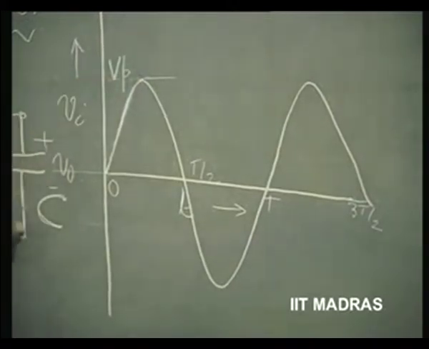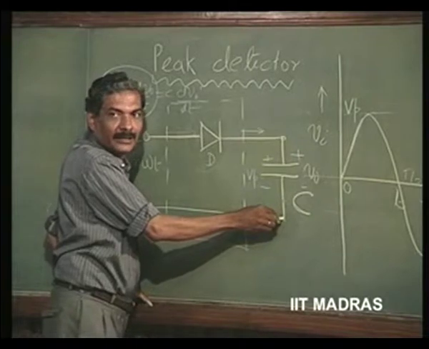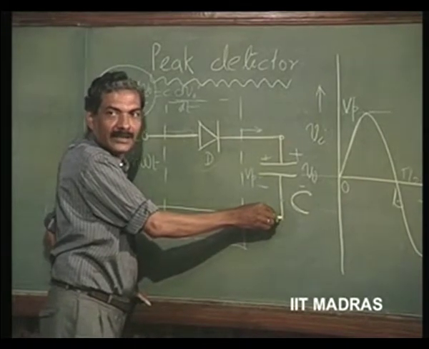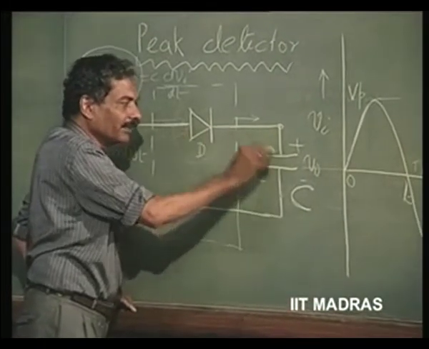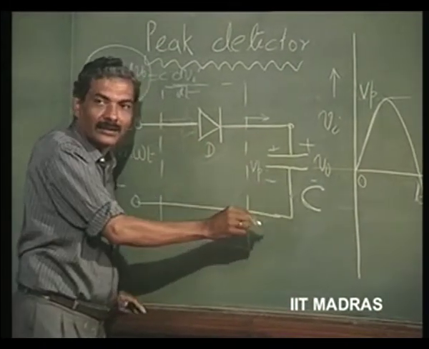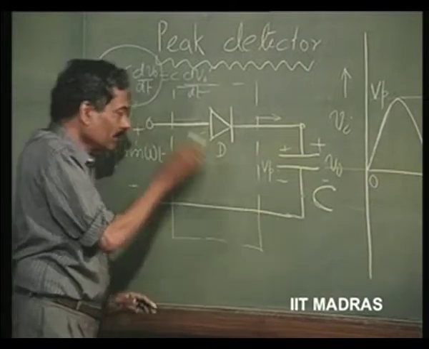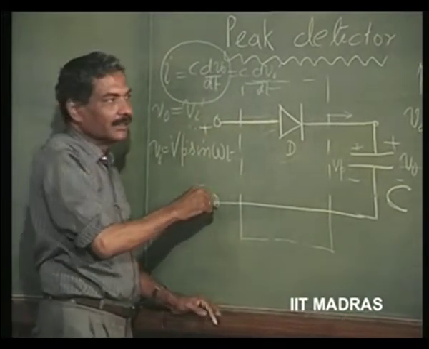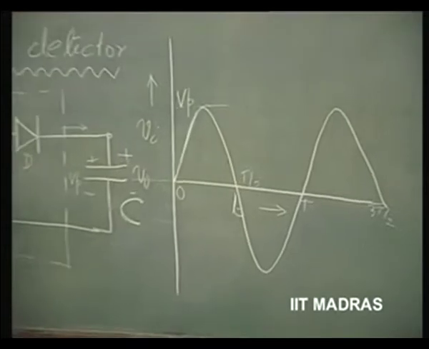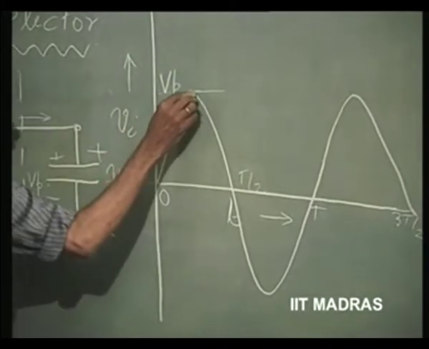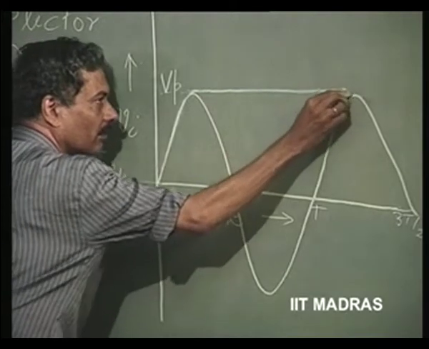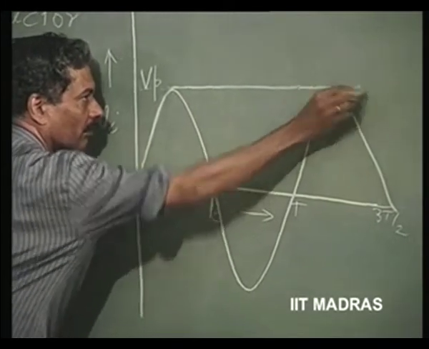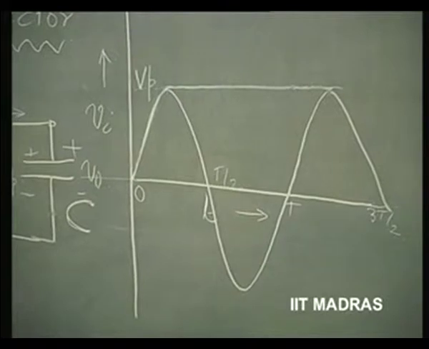Thereafter, this voltage cannot be coming down because it does not have any path of discharge. The only way current can flow into the capacitor is in this direction to charge. So this voltage, the moment it reduces, the voltage across the capacitor remains the same. So it will remain like that forever.